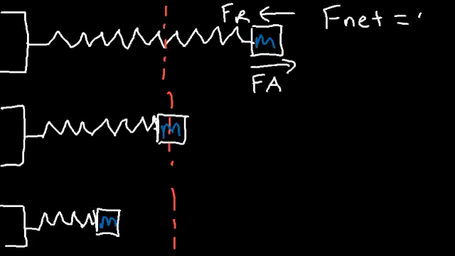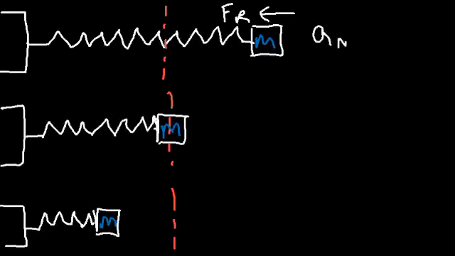Now, this is only true while you're holding it. As soon as you release the mass from rest, the applied force will disappear. At that point, the net force is equal to the restoring force. And at this instant, as soon as you release it, this object has maximum acceleration. And initially, the velocity is 0.